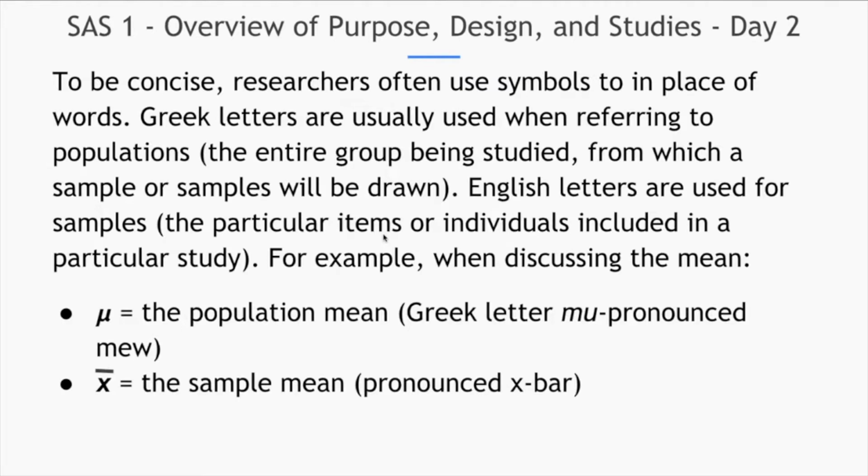All right, to be concise, researchers often use symbols in place of words. Greek letters are usually used when referring to populations, the entire group being studied from which a sample or samples will be drawn. English letters are used for samples or for smaller portions of the population, the particular items or individuals included in a particular study. For example, when discussing the mean, mu, the Greek letter, is the population mean, the population average. The Greek letter mu is pronounced like when a cat says mew mew, not meow meow. And X bar is the sample mean. It's pronounced just like it says in the parentheses, X bar.